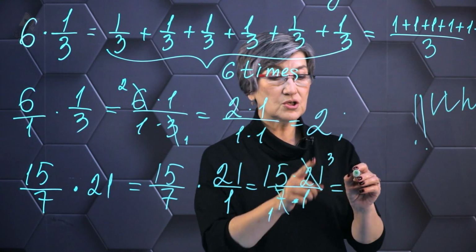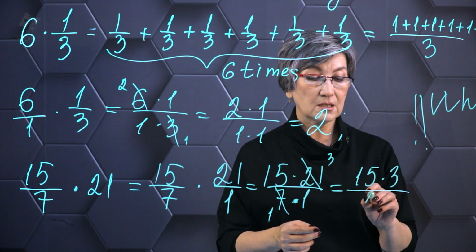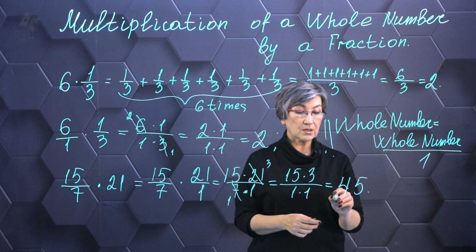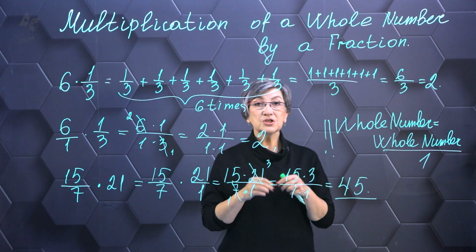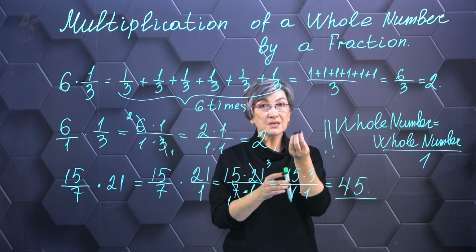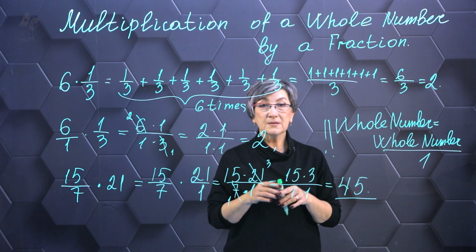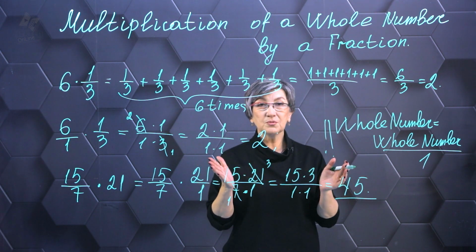And then I am left with 15 multiplied by 3, and divided by 1 times 1. I'll write that down. 15 times 3 is 45. So to multiply fractional numbers by a whole number, you just need to put the denominator 1 under the whole number, and then you can multiply this example as just fractional numbers.